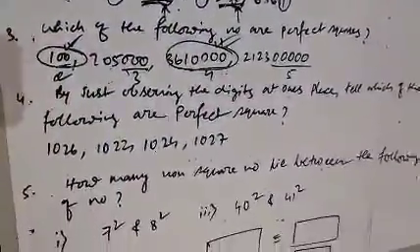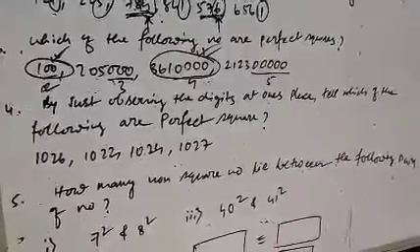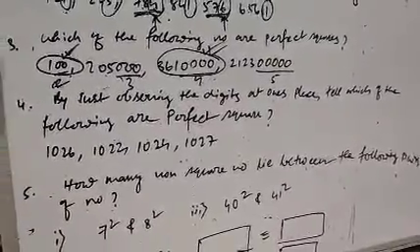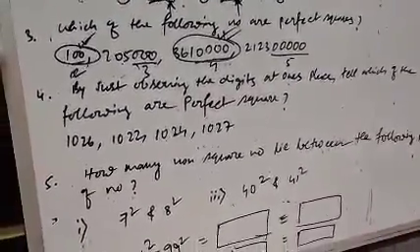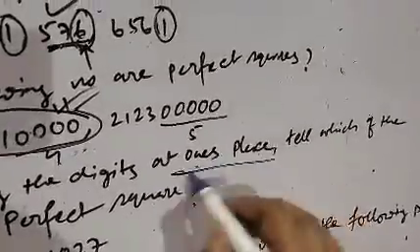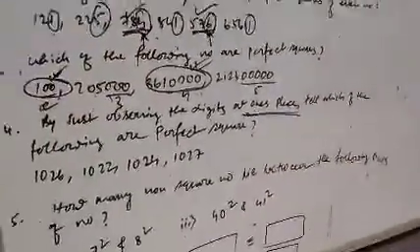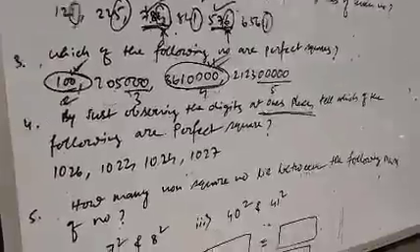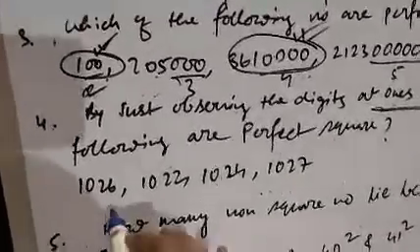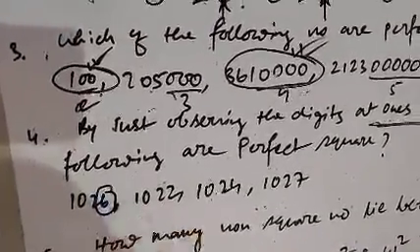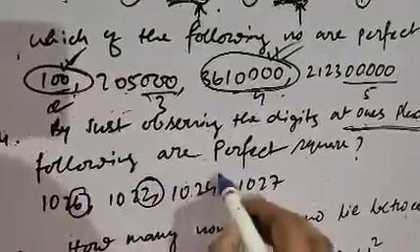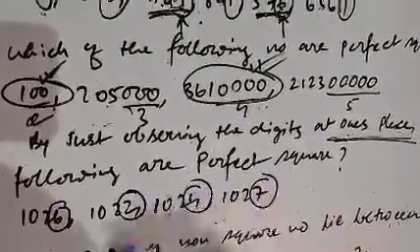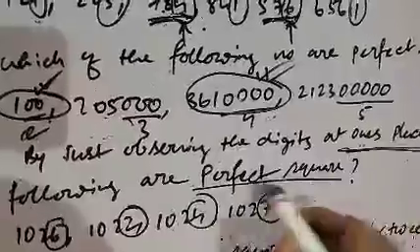Question number 4. By just observing the digit at one's place, tell which of the following are perfect squares. So observe the one's digit. Here the one's digit is 6, here it is 2, here it is 4, here it is 7. So we have to find out the perfect square number.